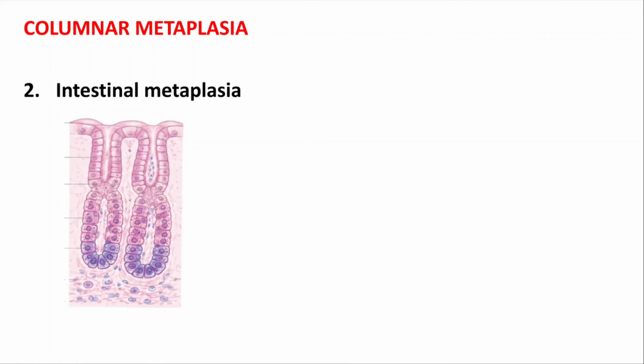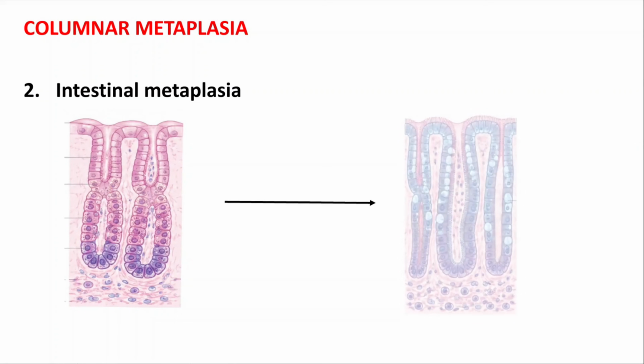The second example includes intestinal metaplasia, which is most commonly seen in gastric epithelium. So this is an image which shows the normal gastric epithelium. And in intestinal metaplasia, this normal gastric epithelium is converted into columnar epithelium, and since the final epithelium that is formed resembles the small intestine, we call it intestinal metaplasia.